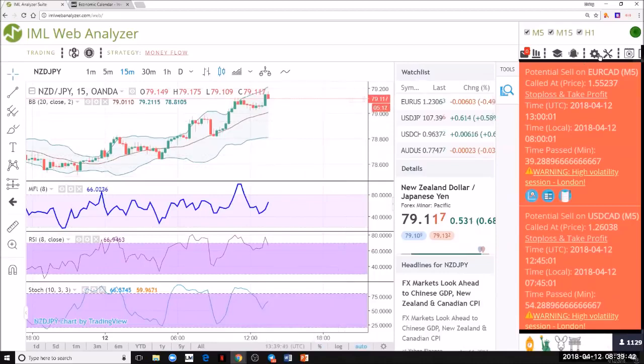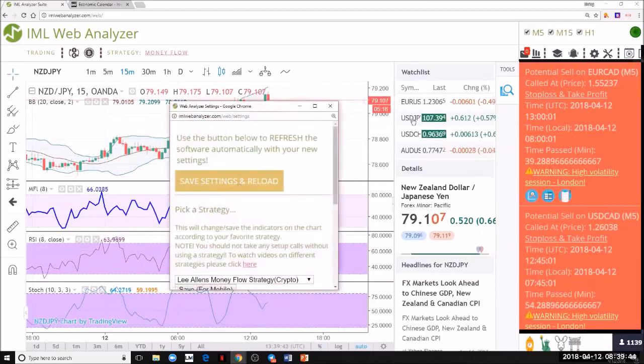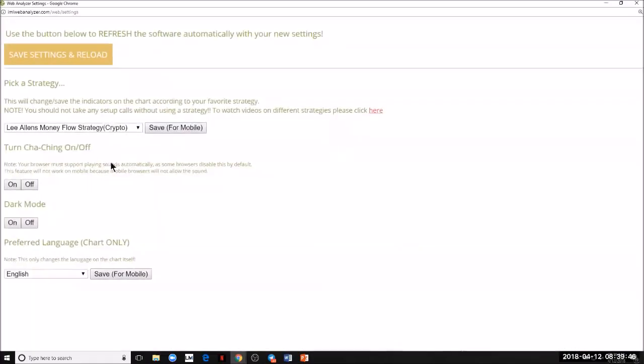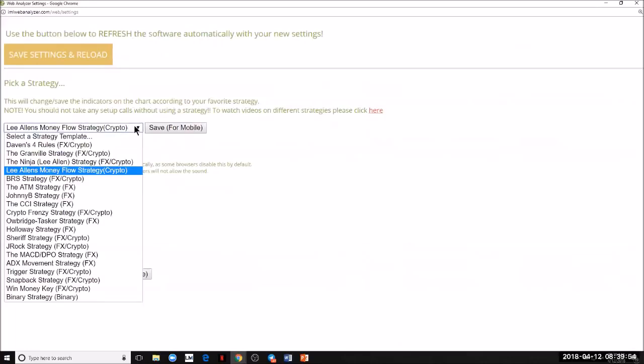on. If you've been playing around in the settings, you may have already seen that there is a Lee Allen's money flow strategy. Now, right now it says crypto, but FX is going to be added to that because this particular strategy works for both FX and crypto, just like prior strategies.